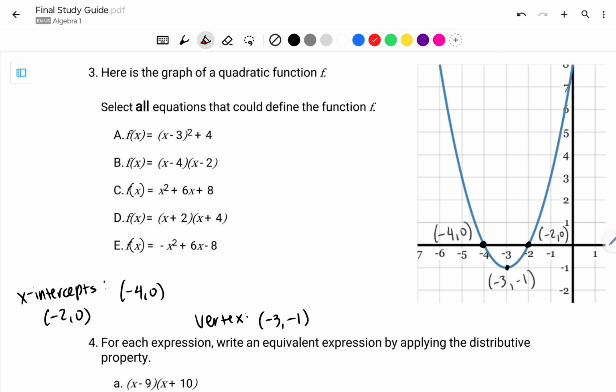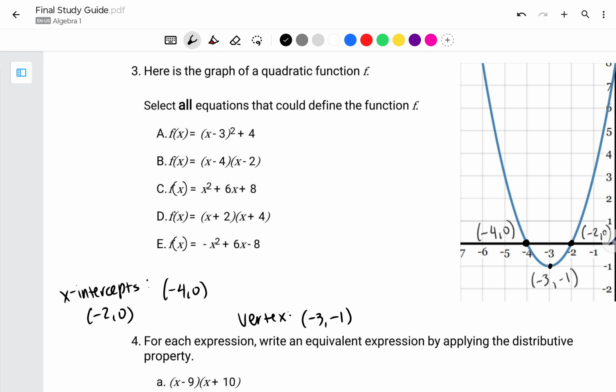So from that information, I'm trying to look at which one of these equations. I have to remember, if I want to get my x-intercept, it needs to be in factored form or standard form. It has to be in factored form, right? Factored form. So that means it's gonna be either this one or this one. So which one of these factored forms tells me my x-intercepts are -4 and 0 and -2 and 0? Right, so let's try this one.